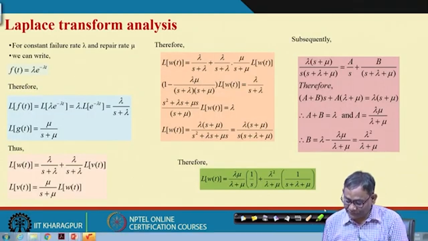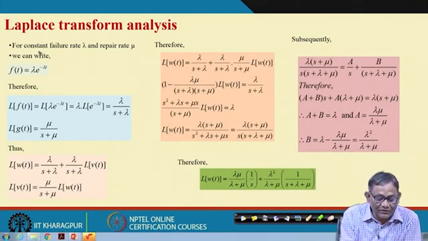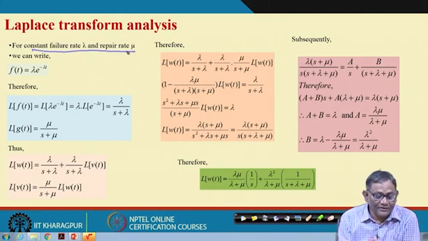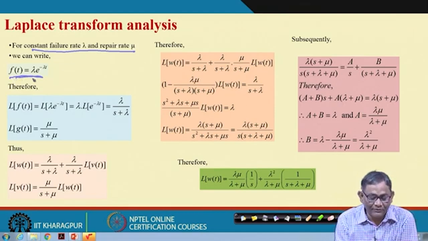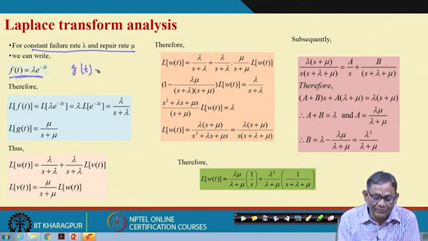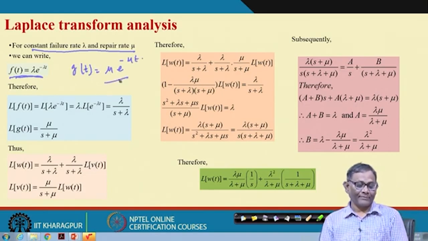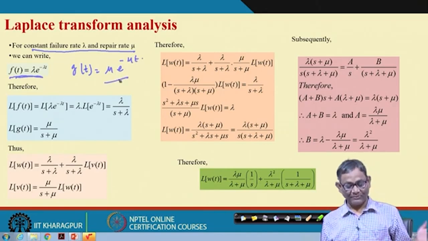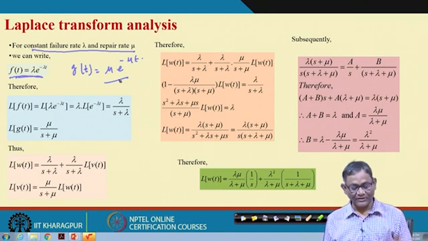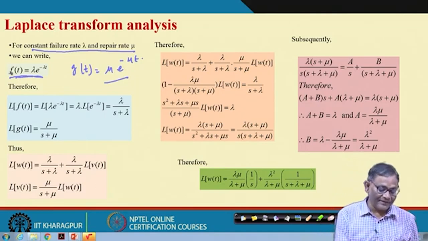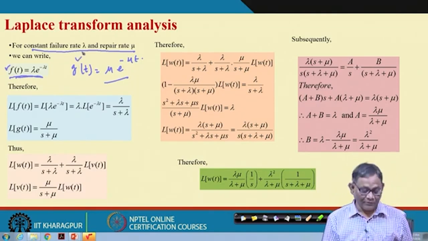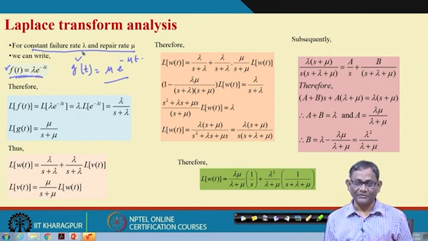So now our work starts. We will consider constant failure rate and repair rate. If the failure rate is lambda, then this is basically the exponential distribution from the failure point of view. Similarly, you can find G(t) from the repair point of view, it will be mu e to the power minus mu t. Okay. So in order to use the Laplace transformation, what are the different Laplace transformations required? One is related to F(t), another is related to G(t), because we do not know V(t) and W(t), that is what we will be computing.